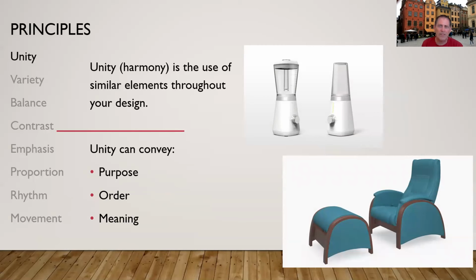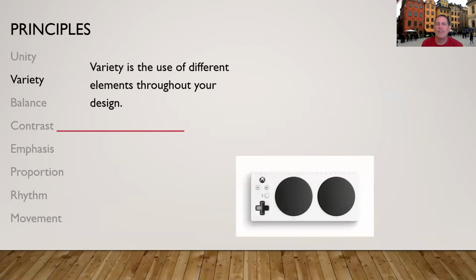Again, an example here of a chair and the footstool that goes with it, matching up very well. Pulling things together, creating harmony within them. Let's talk about variety. Variety is kind of the opposite of harmony. You use different elements throughout the design.